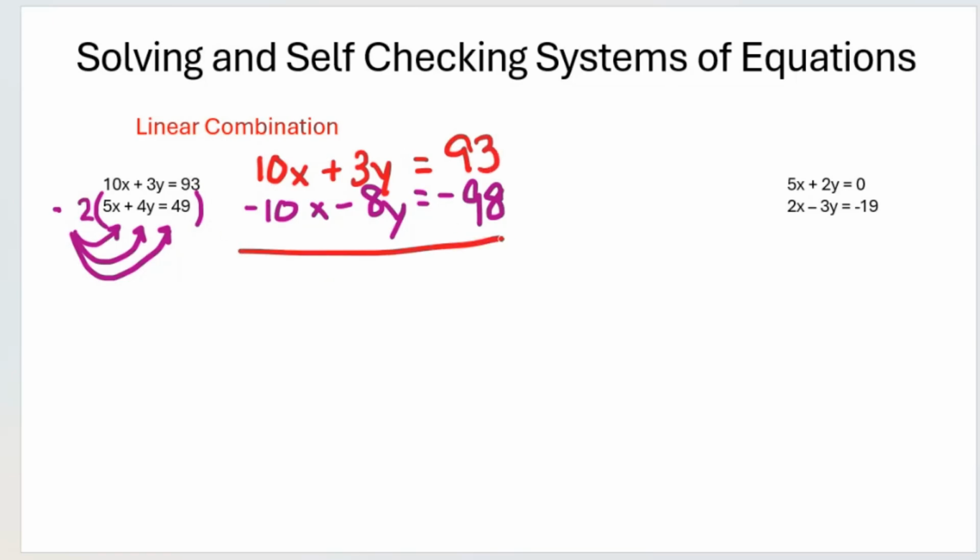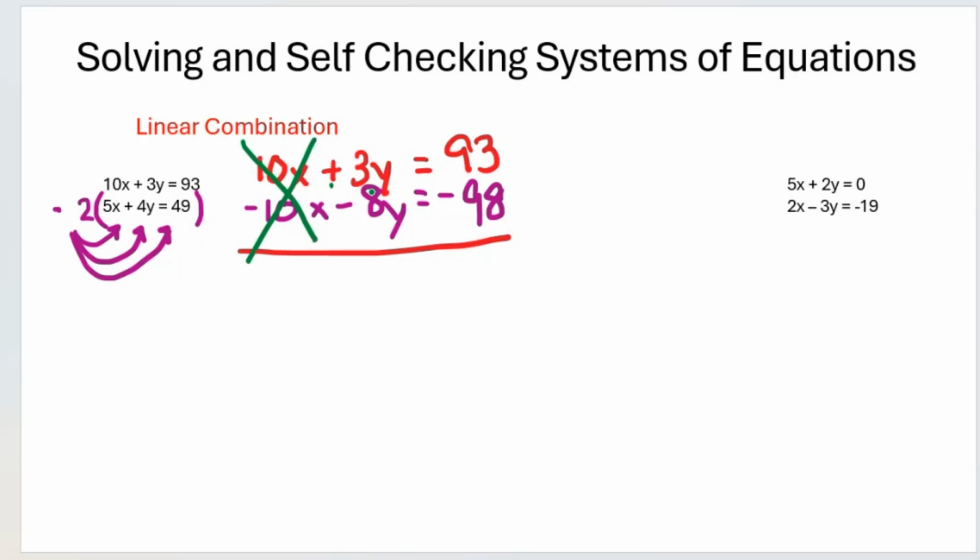All right. And when we do linear combination, we're really just looking to combine the two equations. So 10x minus 10x, that equals 0. It goes away. It doesn't have a value. 0x is equal to 0. Then I move on to the next one.